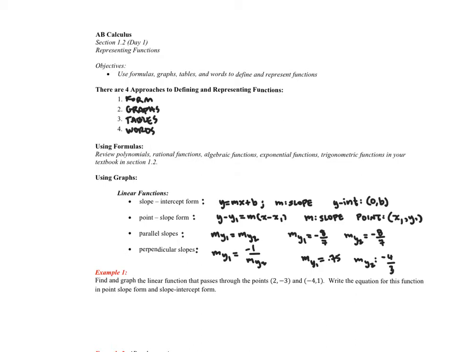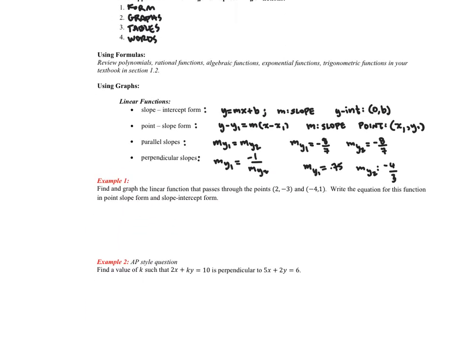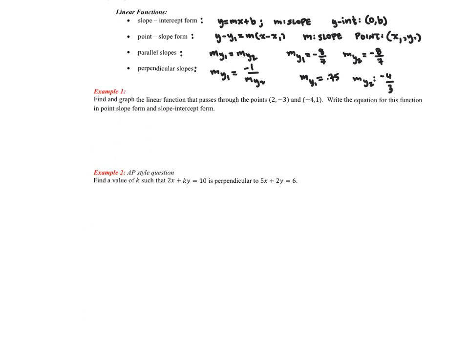Okay, let's look at a couple of examples involving slope and equations of lines. Example 1 says find and graph the linear function that passes through the points 2, -3 and -4, 1. Okay, so after that, we're going to write the equation for this function in point slope and in slope intercept. So let's just graph these 2 points and then connect with a line.